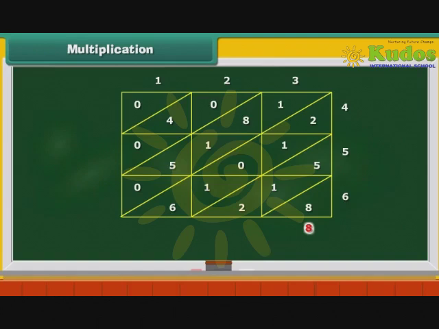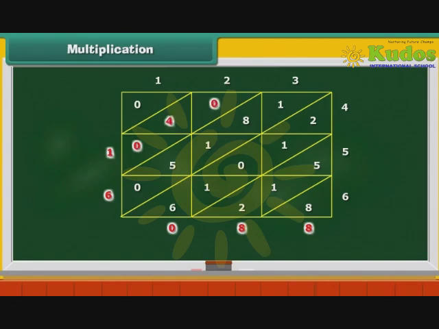The diagonal above it has 3 elements: 5, 1, and 2. Their sum is 8. Write 8 where the diagonal ends. The third diagonal has 5 elements: 2, 1, 0, 1, and 6. Their sum is 10. Write 0 and carry over 1 to the next diagonal. It has 5 elements: 1, 8, 1, 5, and 0. Their sum is 16, including the carry over 1. Write 6 and carry over 1 to the next diagonal.